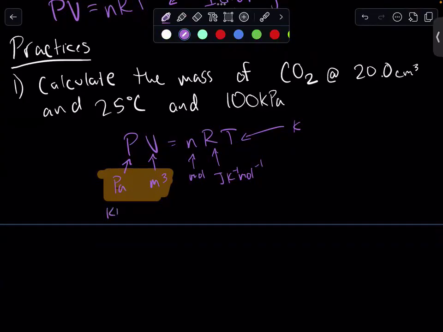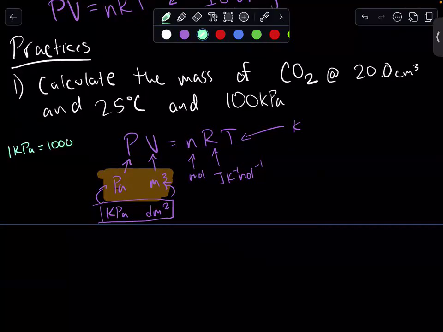However, if we use kilopascals, that's essentially dividing by 1,000. And if we use decimeters cubed, that's multiplying by 1,000. So we can actually use these units instead, and it'll work just the same. The reason I say that, I'll write just to clarify, 1 kilopascal is equal to 1,000 pascals. However, 1,000 decimeters cubed is equal to 1 meter cubed. So by combining them, as long as we use kilopascals and decimeters cubed, or we use pascals and meters cubed, our units will work out just the same.